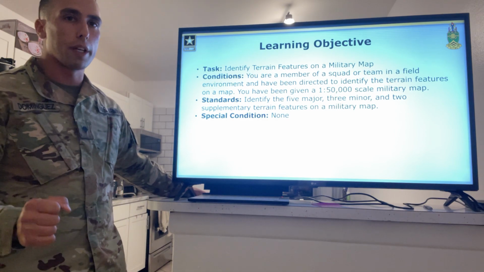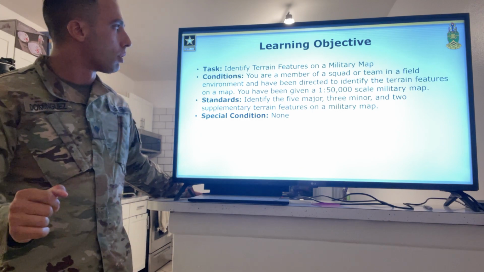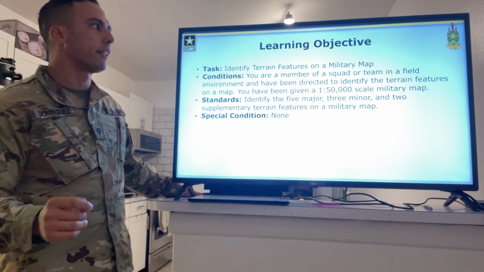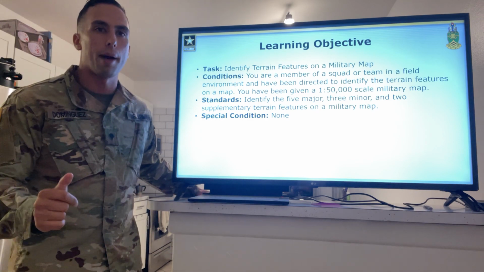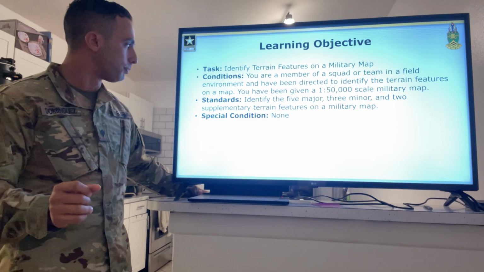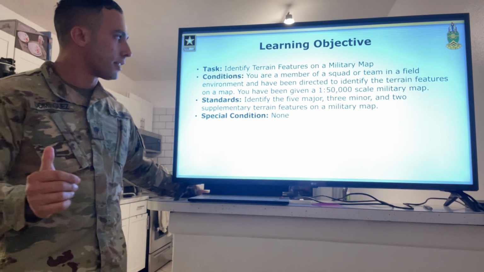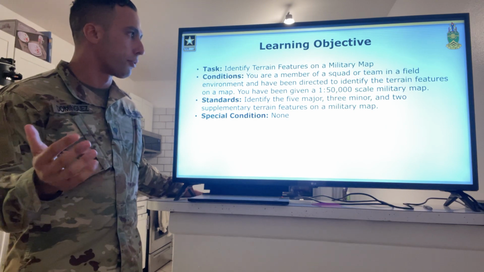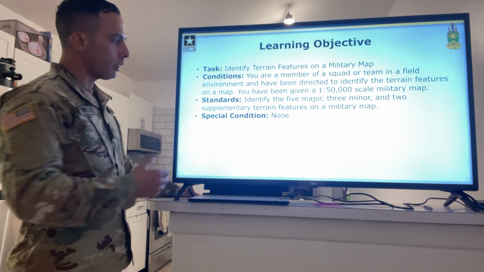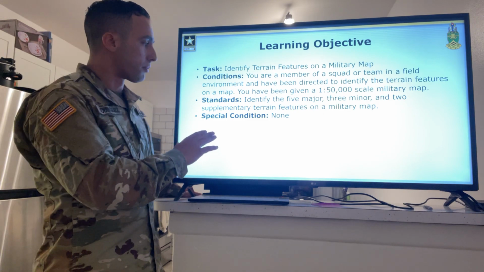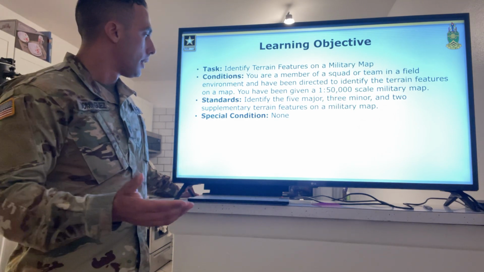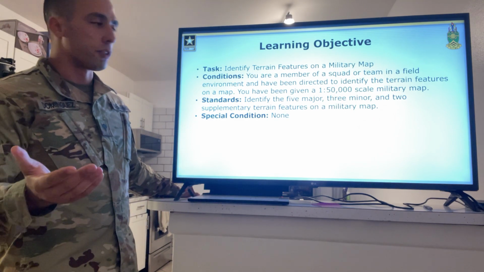The conditions are that you are to assume that you are a member of a squad team in a field environment and have been directed to identify terrain features on a map. You have been given a map that is scaled to 1 to 50,000. The standards, essentially, are that you have to identify the 5 major, 3 minor, and 2 supplementary terrain features on the map. There are no special considerations for this training. There is no special clothing or anything that you have to bring. A map and a pencil will be provided to you.